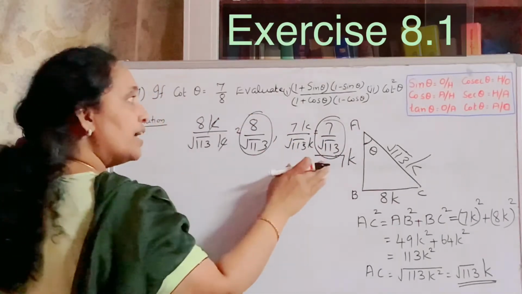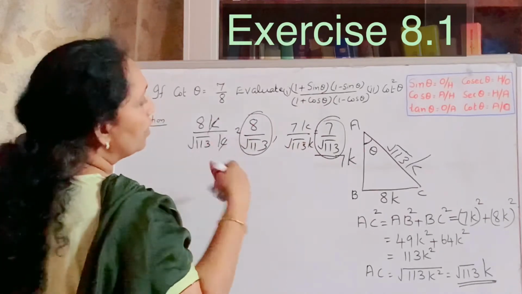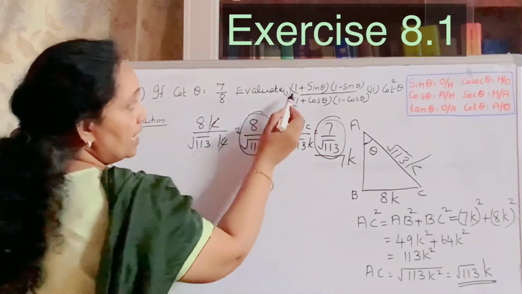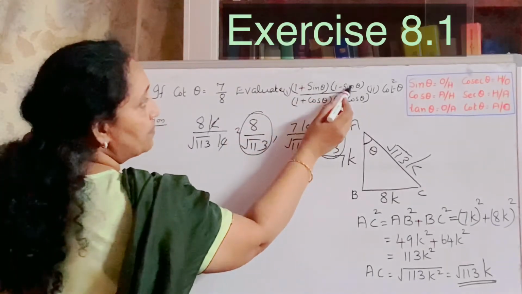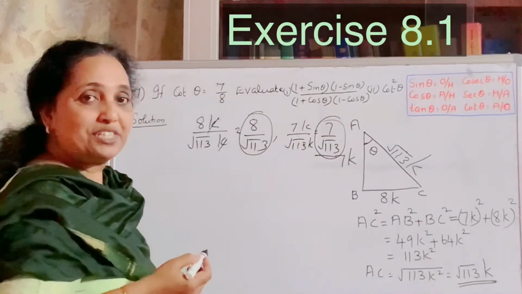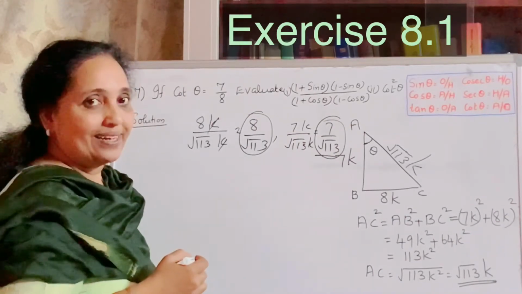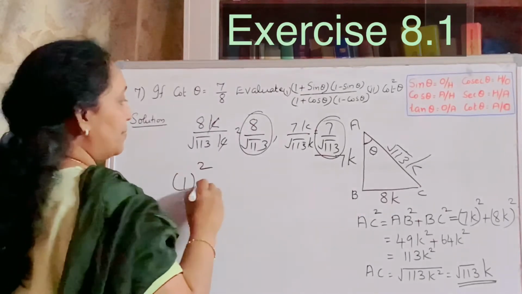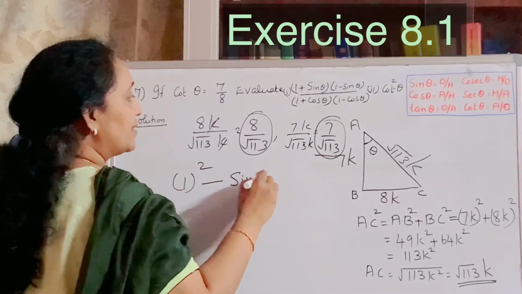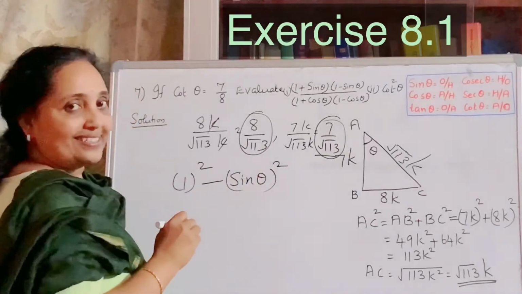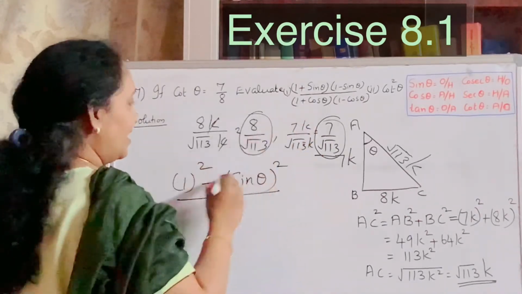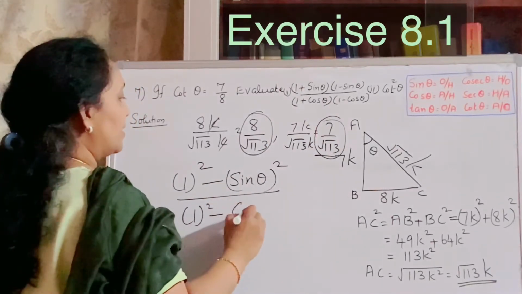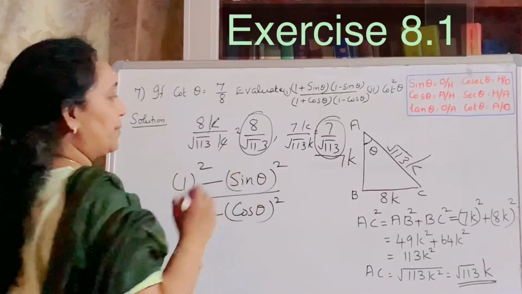You can give these values directly in the expression, or you simplify this expression and then give the values. This is actually (a plus b)(a minus b) form. (a plus b)(a minus b) is a square minus b square. Okay, that means this is a square minus b square. Here also a square minus b square, that is 1 square minus cos theta square.